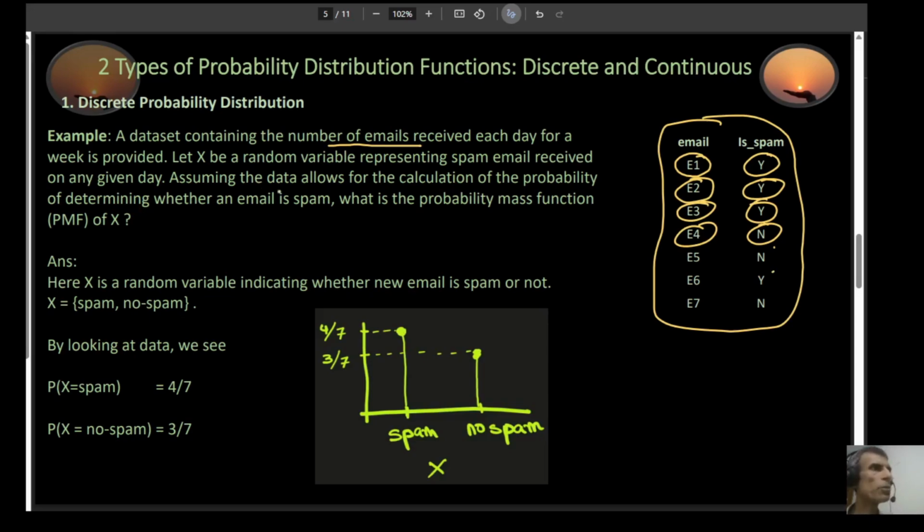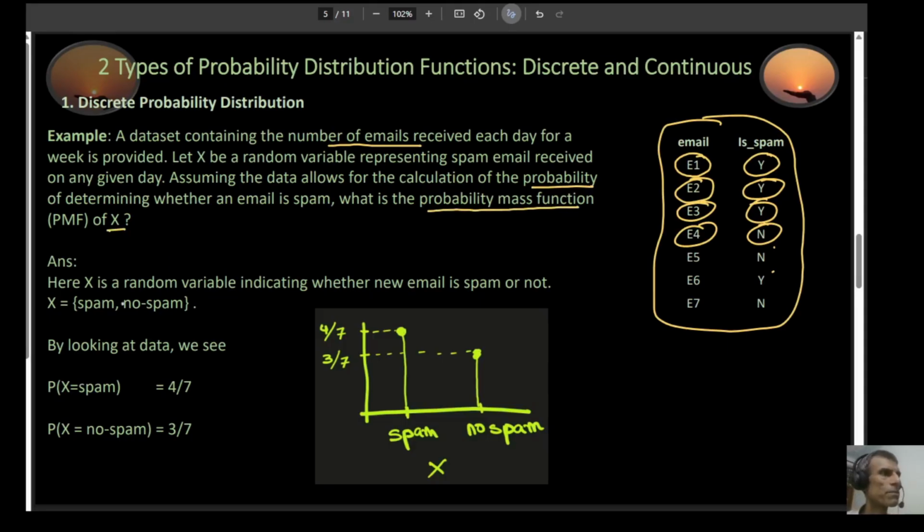Assuming this data allows you to calculate your probability, assuming that you can actually calculate whether an email is a spam or not, the question is this: what is the probability mass function? Determine your PMF of x.